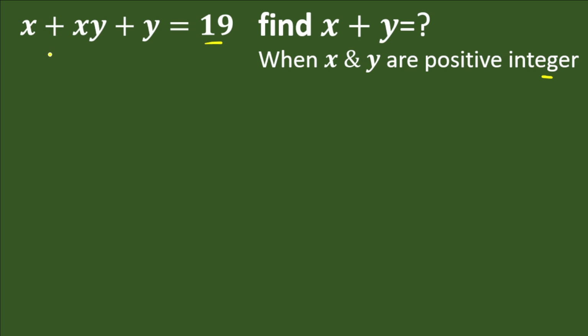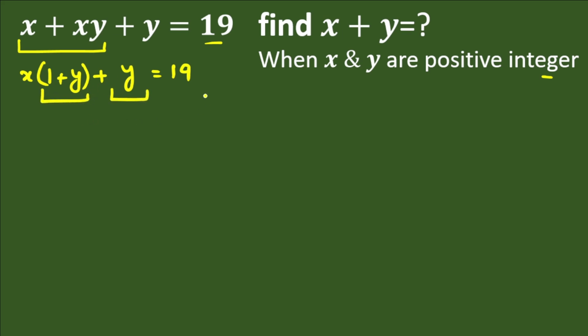Now look here. From these two terms, we can take x common. Then the remaining is 1 plus y, and after the plus, another value is y, and that equals 19. To make this equation into a quadratic-type form, we have to make this y into 1 plus y. So we'll add 1 on both sides, left-hand side and right-hand side. Here it is x outside, 1 plus y in the bracket, plus we add 1 here, so it is y plus 1, and on the right-hand side it is 19 plus 1.